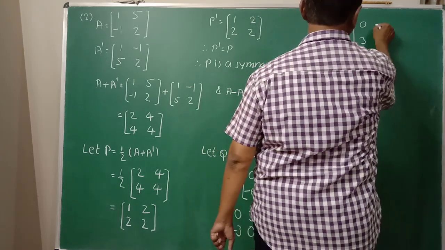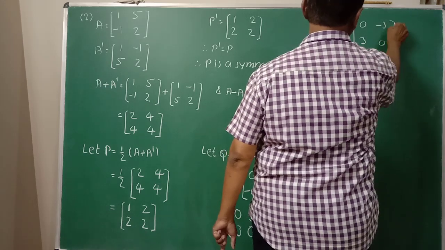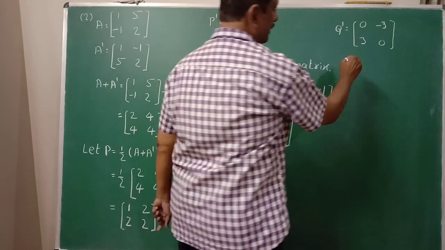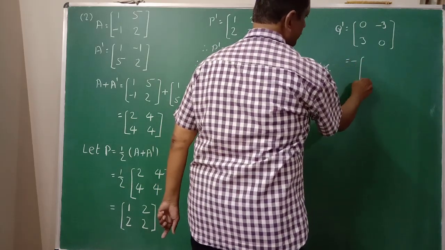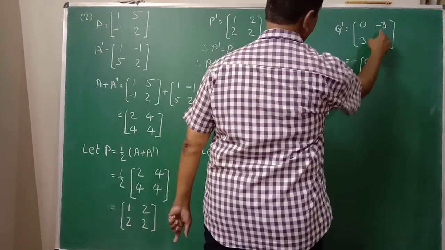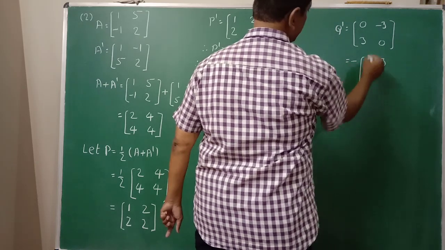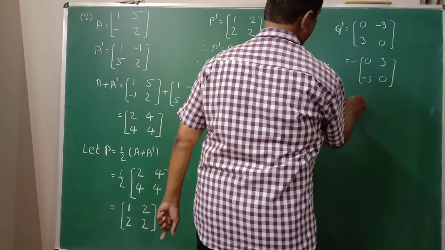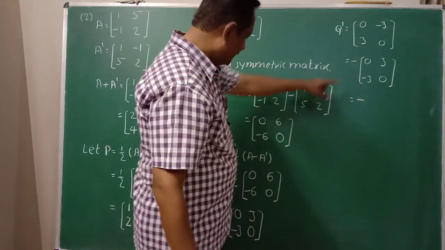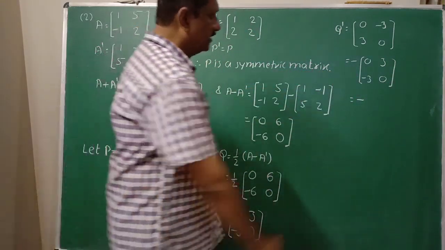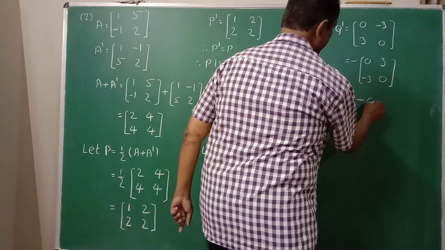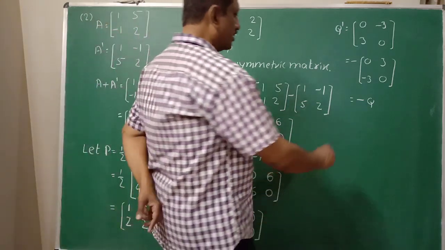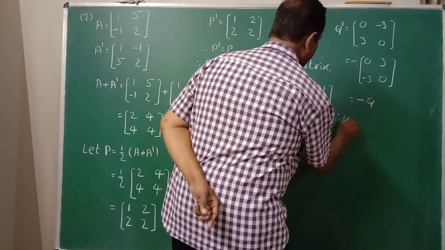Minus 3, 0, right in the column. Okay, minus of 3, 0. Here take a minus common factor outside. Then it is a 0. Minus 3 becomes a plus 3, plus 3 becomes a minus 3, and right here 0. Therefore this matrix is what, Q here. Therefore this is a matrix of Q, so Q dash is equal to minus Q. So Q is stated to be skew symmetric.